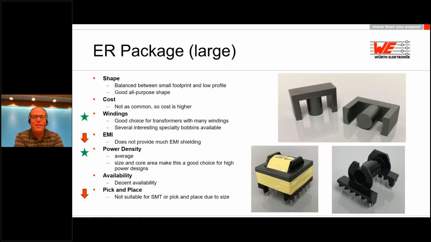And they're not as common as some of the other ones, but honestly, in my opinion, this is one of the best packages on the market. And for a lot of my designs, I steer customers toward these because I think they have a lot of positive attributes.